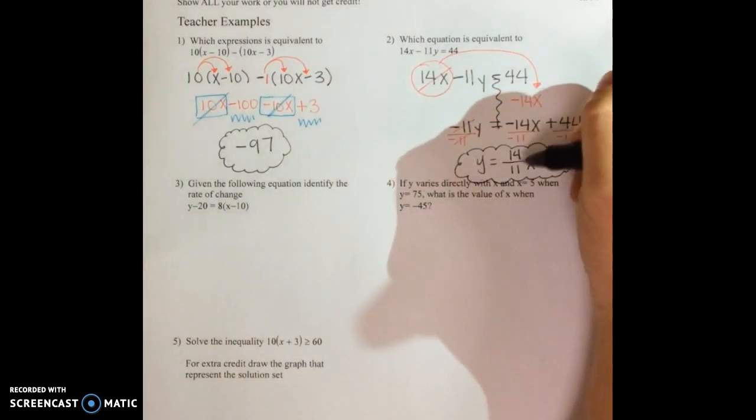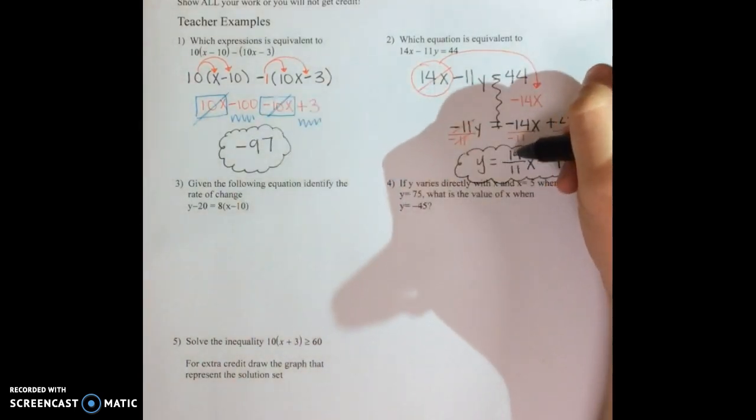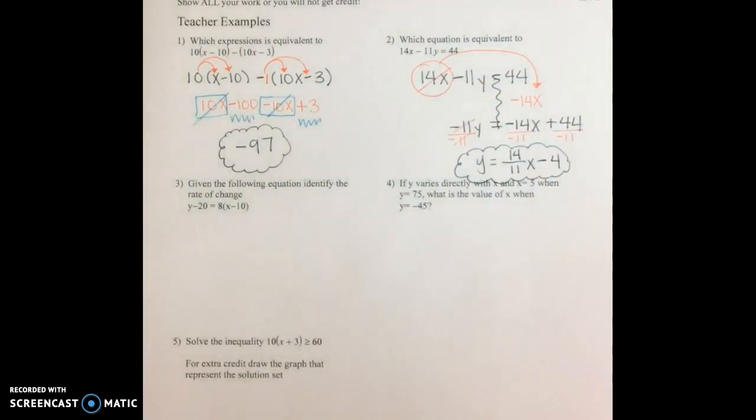Two negatives gives me a positive, guys. Don't forget that. Don't leave this as a negative. Two of them are negative. This is positive now. All right?